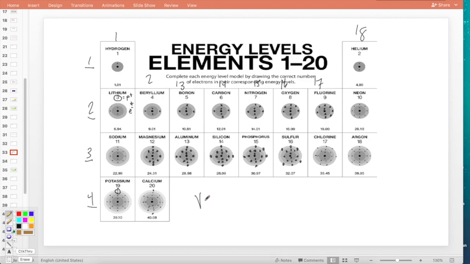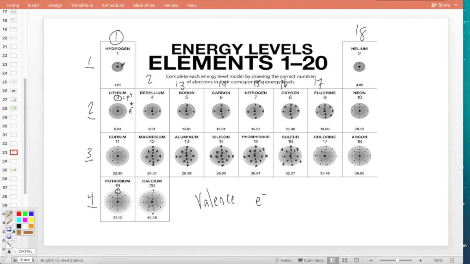We call those valence electrons, and they're incredibly important. Valence electrons are the number of electrons in the outermost energy level of an element. And the pattern is that all group 1 elements have 1 valence electron.